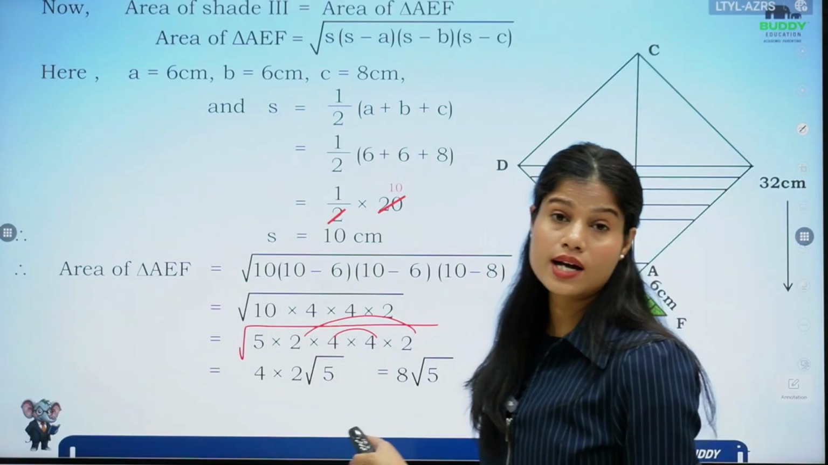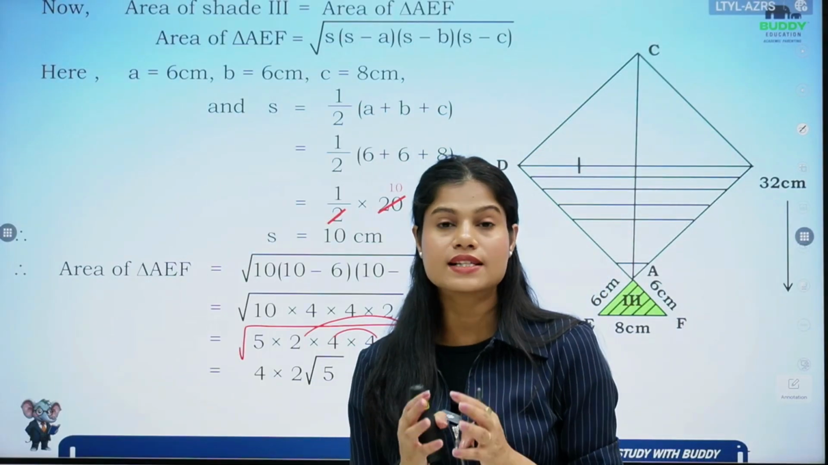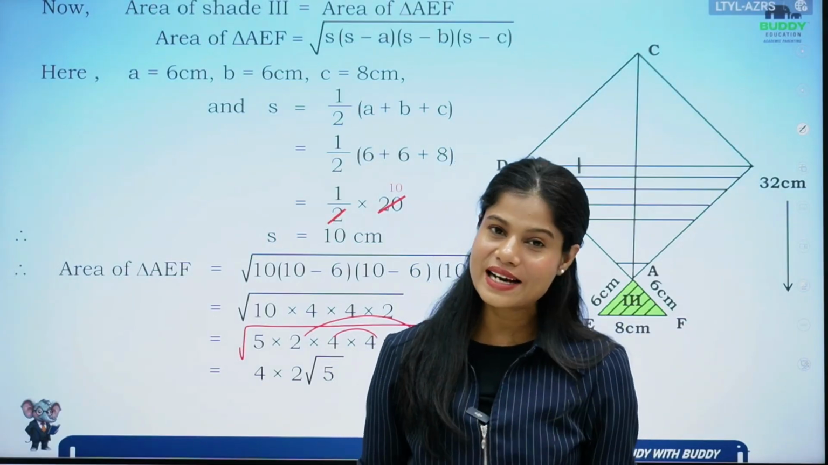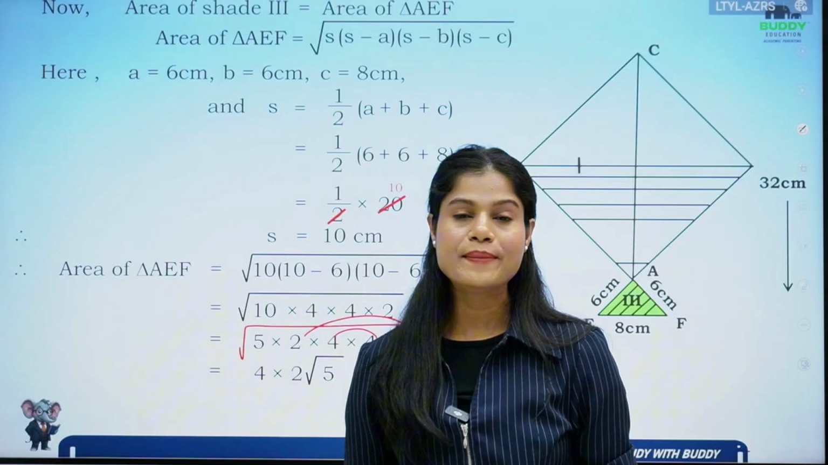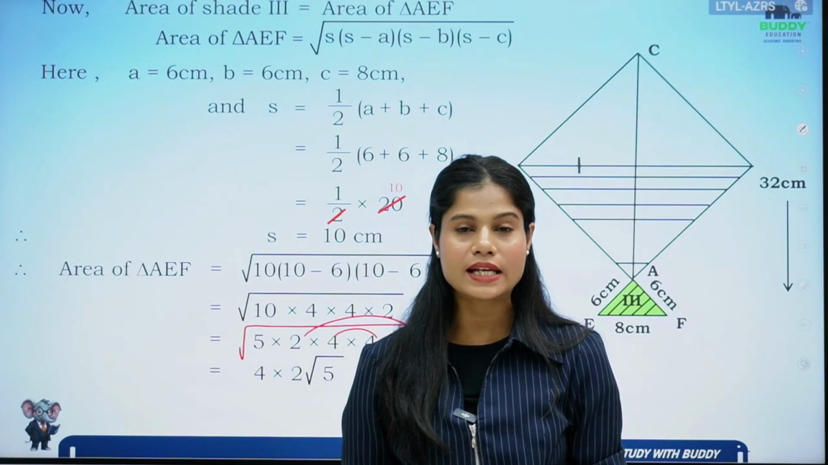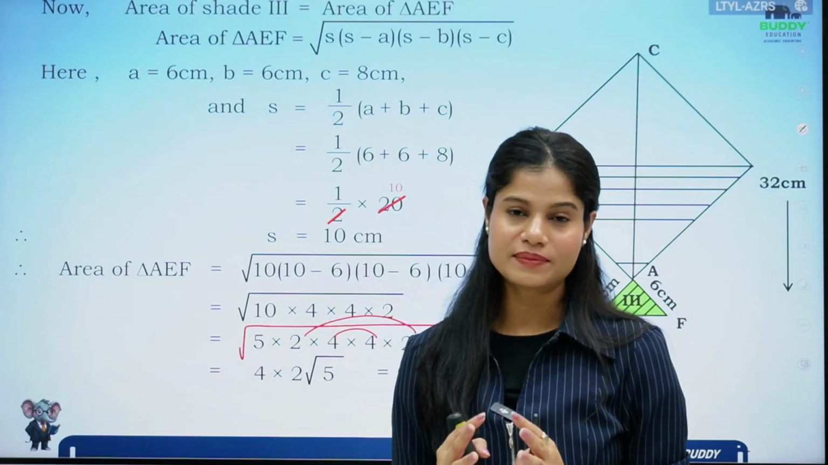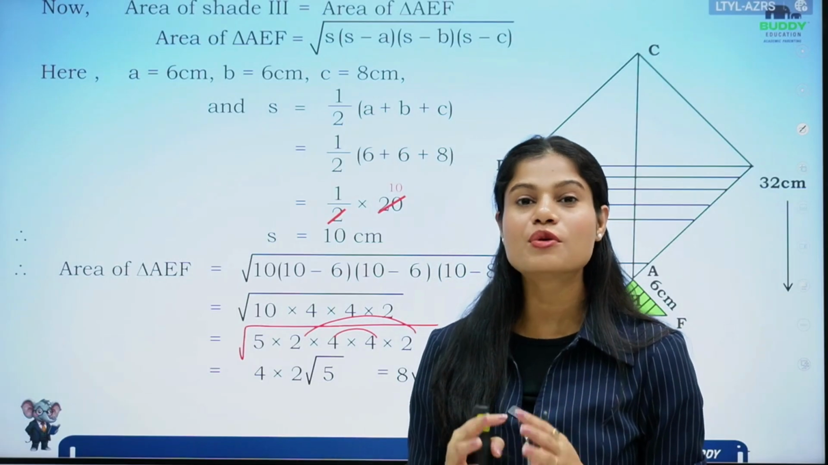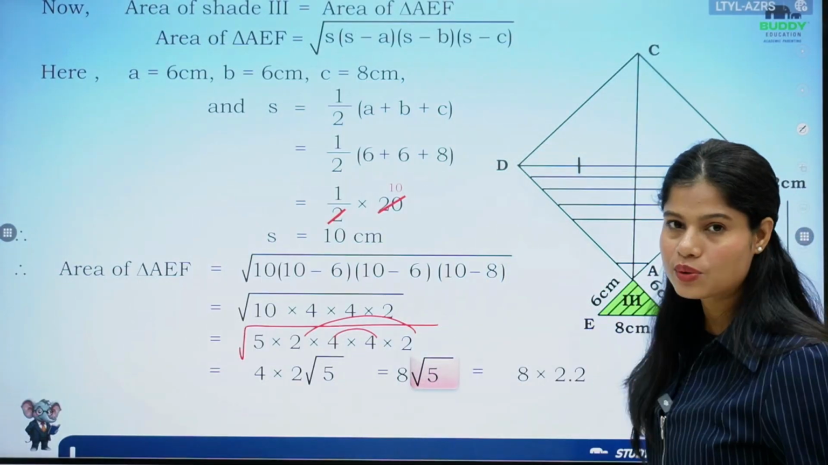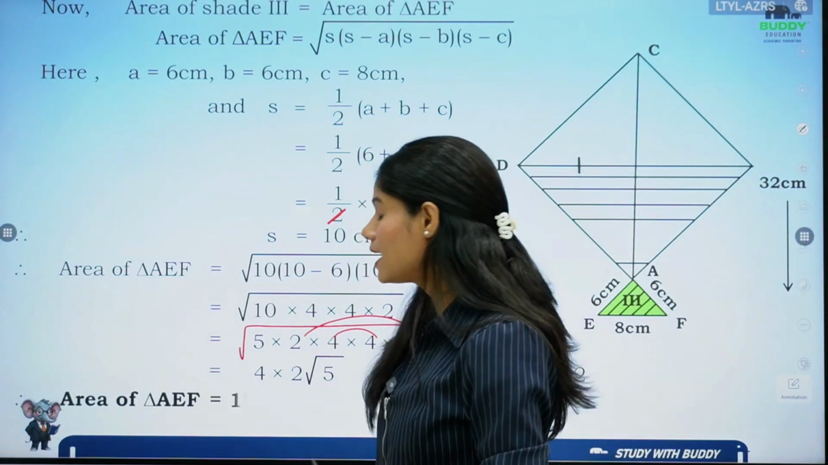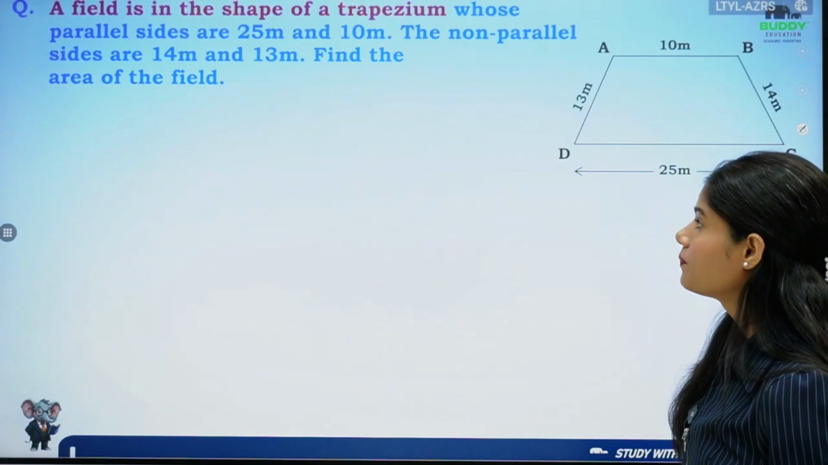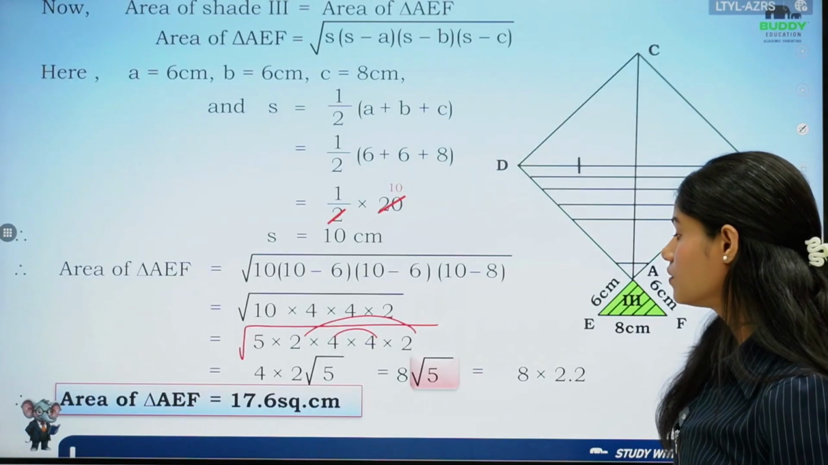Now either you can leave your answer here, or if you know how to find the square root of 5, which you should certainly know, because this is one thing that we have already learned in class 8th. If you don't know, you can comment, ma'am, we don't know about this, can you explain it? I'll definitely explain it, but I'll request that all of you must know. So here we will put the value of square root of 5, which is equal to 2.2, and that's how we'll get the area of the last triangle, part 3, as this.